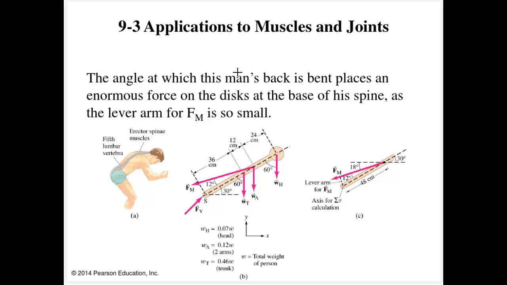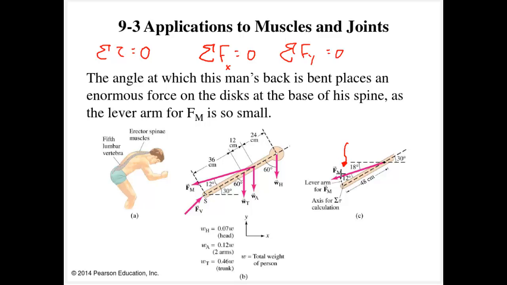Essentially, we can treat a man's spine as being in equilibrium as he lifts something up. We can go ahead and look at his vertebrae. We're looking at example 9.9 here for you following along in the book, and we can draw all the forces acting on this guy. We can write that the sum of the forces must be equal to 0 in both the x direction and in the y direction, as well as the sum of the torques must be equal to 0.